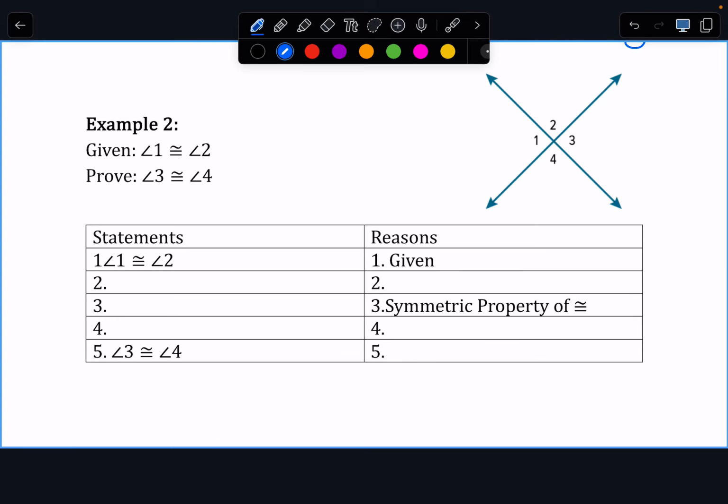Ooh, this is interesting. All right. Oh, we know that 2 equals 4, right? What else do we know? That 1 equals 3. Okay, so let's do that. Angle 1 is congruent to angle 4, and, whoops, that's not what I meant. 1 and 3, and 2 and 4. Why? Okay, vertical angles are congruent.